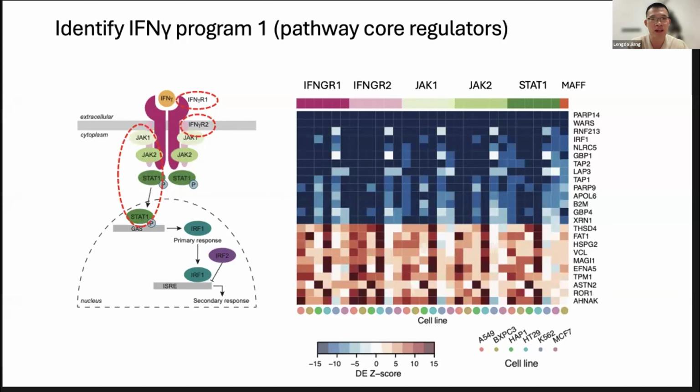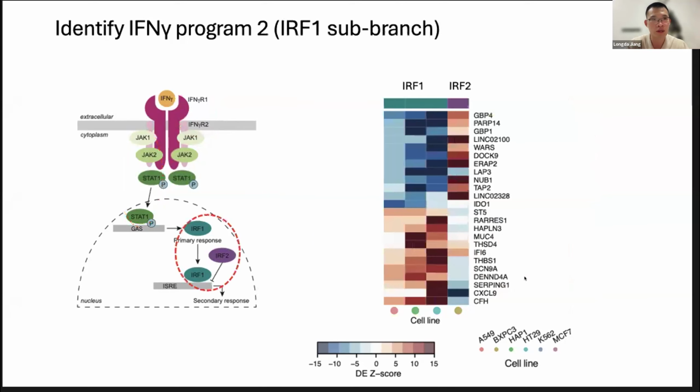But can we also identify a signature for a pathway subbranch? Let's take a look at program 2. The program 2 returned by multi-CCA is positively linked to IRF1 and negatively linked to IRF2. We know that IRF1 is a downstream regulator of the interferon gamma pathway, and IRF2 negatively regulates IRF1. We identify around 200 genes as the program 2 signature, and most of these genes are a subset of the program 1 genes that we just identified. We call this program 2 the IRF1 dependent program. These results showcase that we have specifically delineated this subbranch from the core pathway.